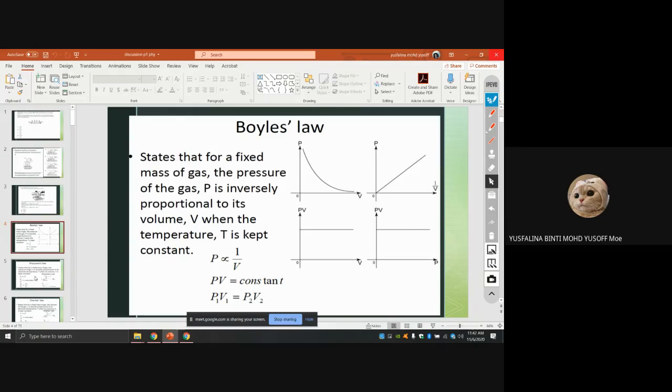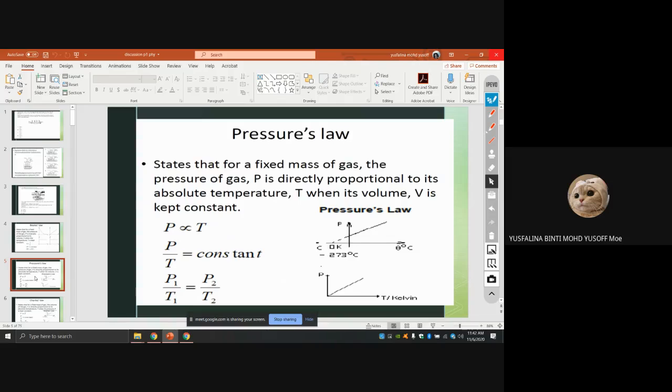The second one is Pressure's law. Pressure's law states that the pressure of a gas is directly proportional to its absolute temperature when its volume is constant. So P is directly proportional to T. If you want to use the formula, the T must be in Kelvin. Let's say it's in degrees Celsius, you have to change to Kelvin first. How do you change to Kelvin? You just add 273. So please don't forget: if you want to use the gas law, the temperature must be in Kelvin, so you have to convert it first.